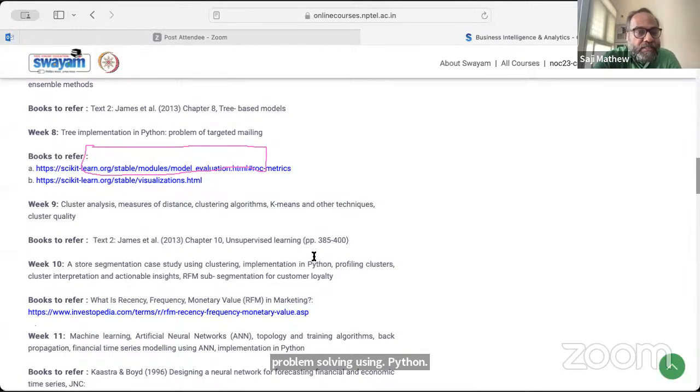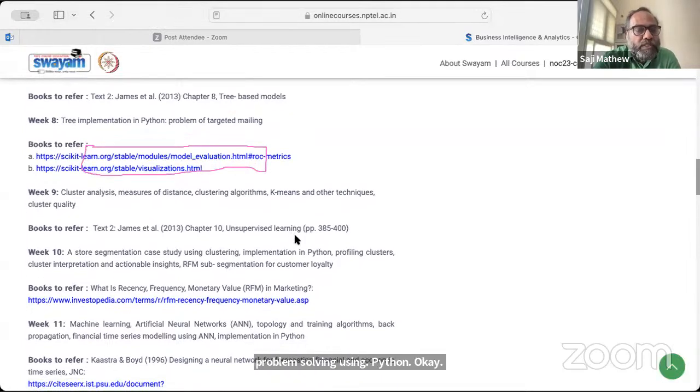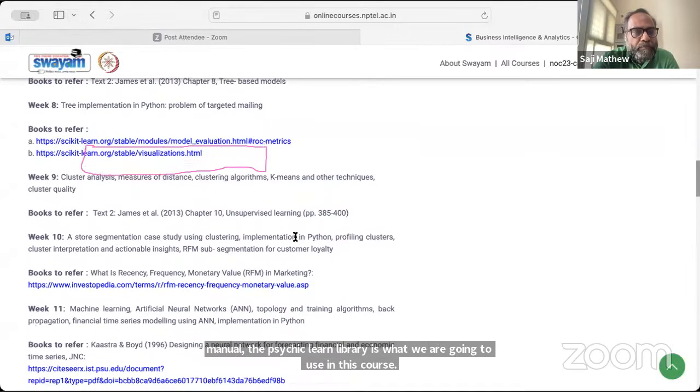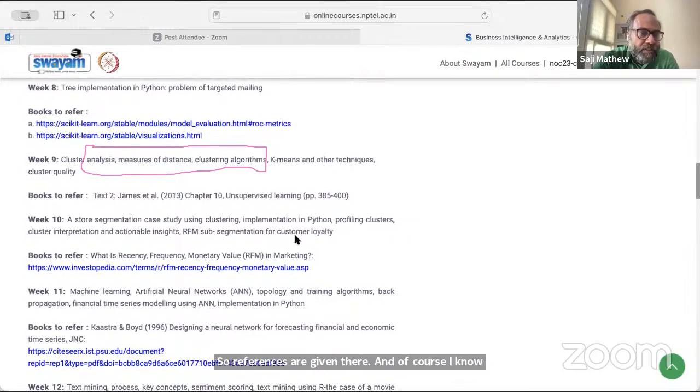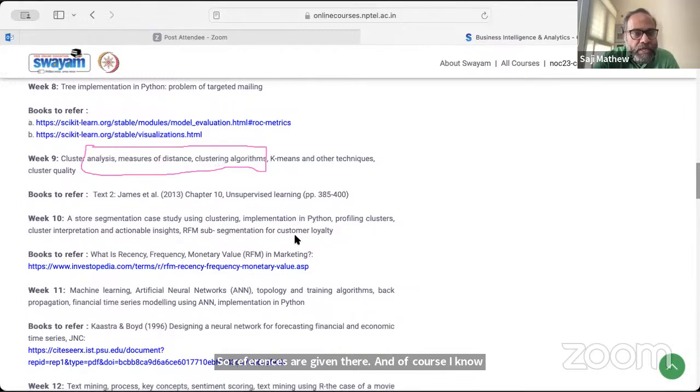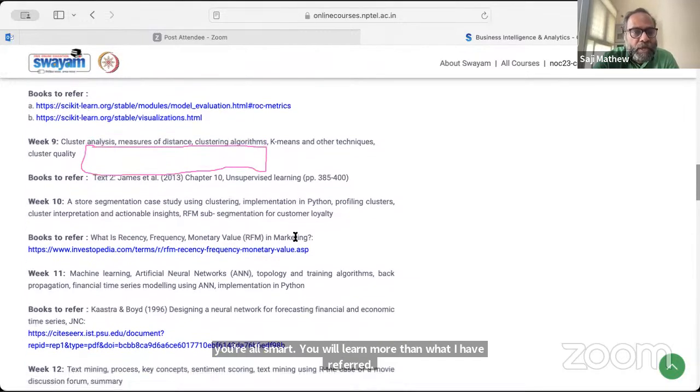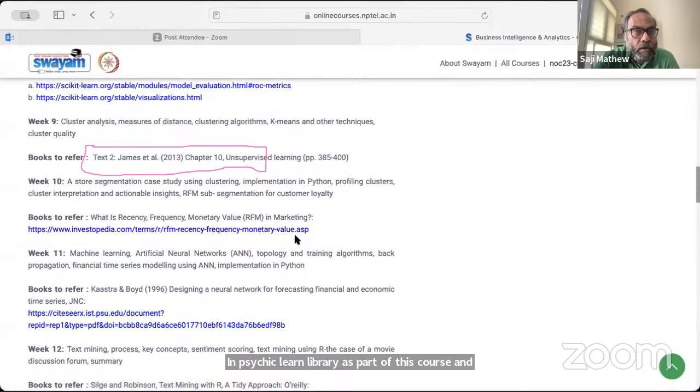Hence, I have given you specific reference to Python library manuals. So the online Python library manual, the scikit-learn library, is what we are going to use in this course. References are given there. And of course, I know you're all smart. You will learn more than what I have referred in the scikit-learn library as part of this course and become experts in Python programming, or Python libraries.